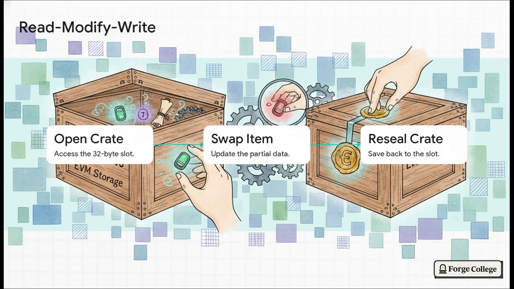Nope, the EVM has to drag the entire heavy crate off the shelf, pop it open, pull the contents out, carefully swap your tiny little Boolean, repack the whole crate, and seal it back up. This takes extra effort and, you guessed it, extra computational gas. So packing is amazing for space, but it makes partial updates a bit of a chore for sure.